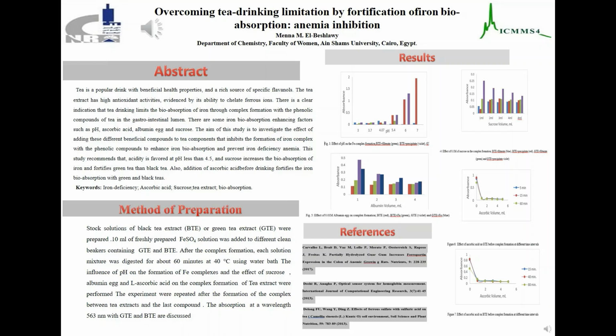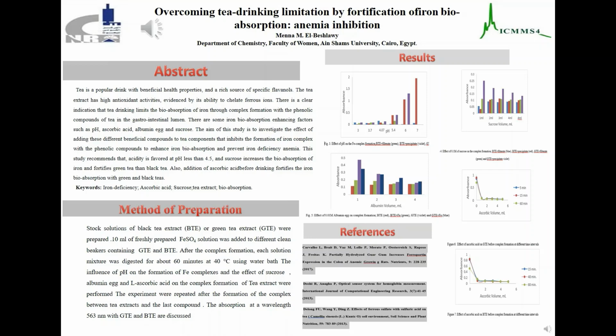The conclusion is, the major problem of tea drinking could be overcome by adding some fortifications to the tea, which limits the complex formation, thus enhances the iron bioabsorption. This could be verified at pH lower than 4.5. Addition of 2 milliliters of sucrose or egg albumin also enhances this fortification process.